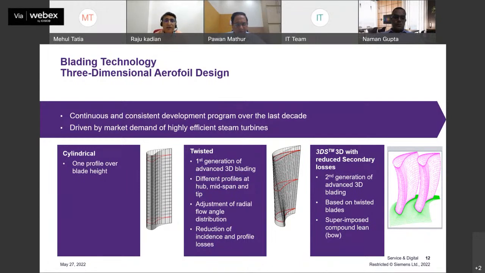Earlier, we had supplied turbines with cylindrical blades, having a constant cross section over the length of the blades. Then next came the first generation blades, twisted blades having a different profile at the root, mid, and top level. And the latest one is the 3DS blades, which look banana shaped, and their profile keeps on changing, and this gives better efficiencies as compared to cylindrical or twisted blades. It reduces secondary losses in the turbine significantly in the flow path area.